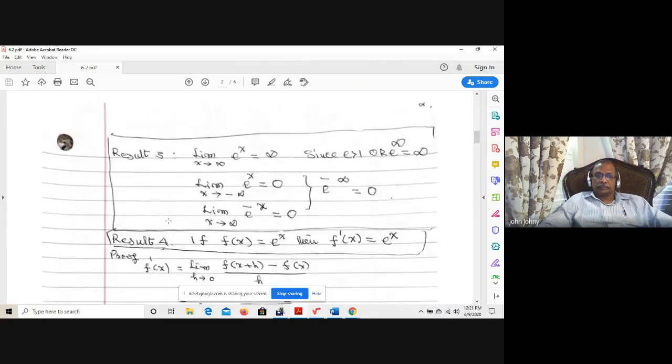Result number 3. Limit as x approaches infinity, e to the x is infinity since e is greater than 1. Or in other words, e to the infinity is infinity. Limit as x approaches negative infinity, e to the x is 0. Limit as x approaches infinity, e to the negative x is 0. These two are the same as e to the negative infinity.